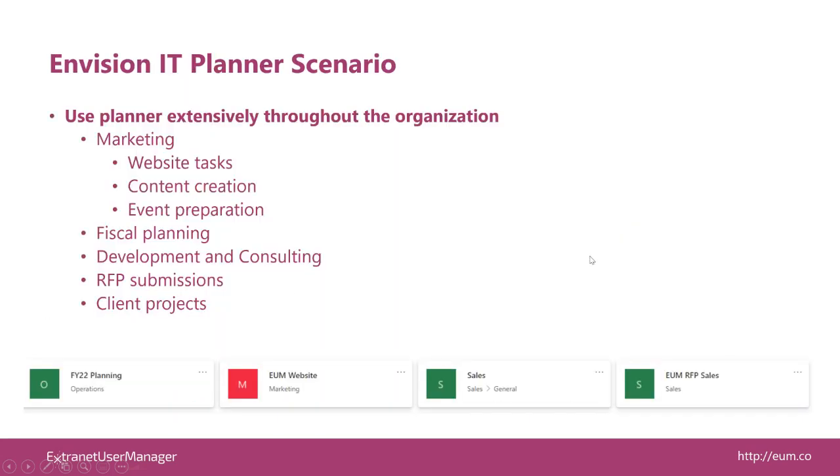So if we look at our internal Envision IT scenario of how we use Planner, we use it quite extensively throughout the organization. You know, we've got the marketing planner that I was showing you there. We use it for our fiscal planning, which I'm going to show later with the balanced scorecard side of things. We've got development and consulting planners. We've got a planner that tracks our request for proposal submissions because we do a lot of RFP responses. You know, we'll spin up planners for client projects, not for every project, but where it makes sense, we do that. Sometimes we use Azure DevOps to manage our planning when we're doing an agile type of project. Other times, Planner works quite well from that perspective.